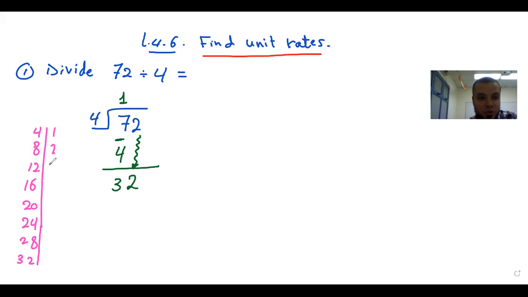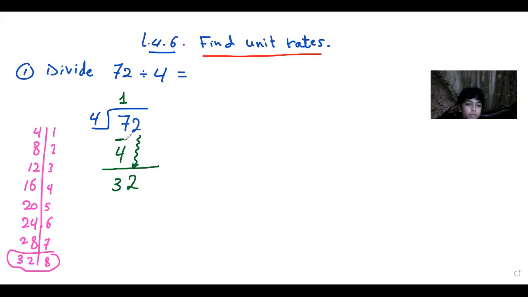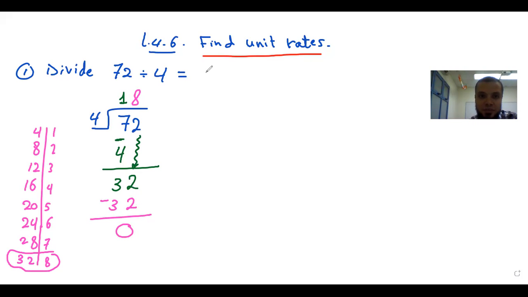What is the number of 32? 1, 2, 3, 4, 5, 6, 7, 8. So how many 4s in 32? 8, teacher. And we put the 8 on top, and we subtract 32 minus 32 equals 0. So what is the answer right now? 18. Good job.